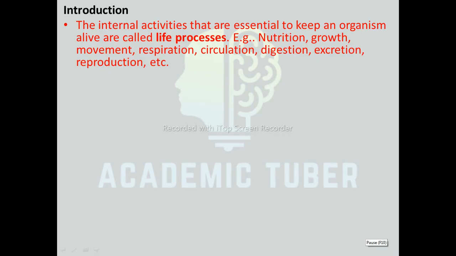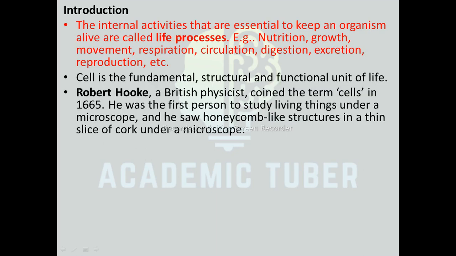We know that the life of an organism begins with a single cell. In a unicellular organism, all the activities necessary for survival are performed by a single cell. However, in a multicellular organism, a group of cells form tissues and organs to perform different activities. The internal activities that are essential to keep an organism alive are called life processes. Examples: nutrition, growth, movement, respiration, circulation, digestion, excretion, reproduction, etc.